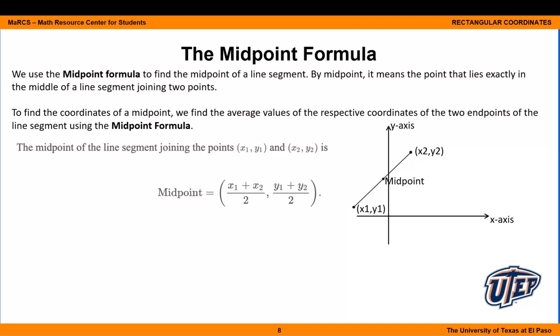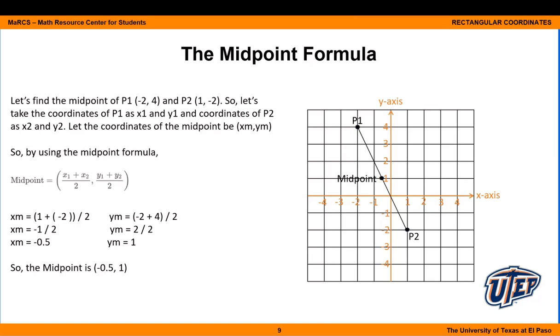Now let's find the midpoint. The midpoint is a point exactly halfway between 2 points. We find it by averaging the x values and averaging the y values, that is, ((x1 plus x2) divided by 2, (y1 plus y2) divided by 2). Using the same points, let's find the midpoint. For x, we get (-2 plus 1) divided by 2, which gives us -0.5. And for y, we get (4 plus -2) divided by 2, which gives us 1. So the midpoint is (-0.5, 1).